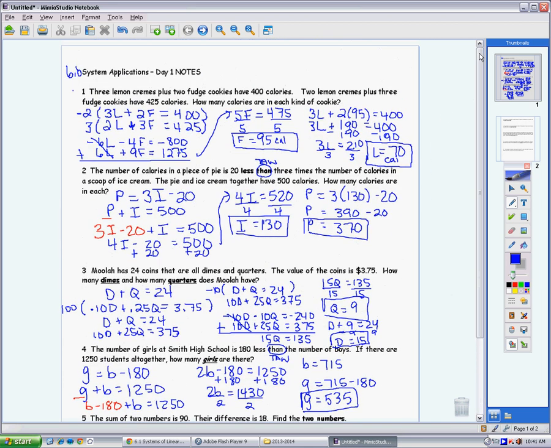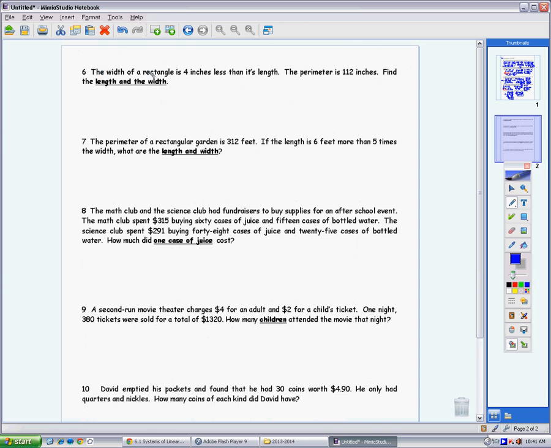Okay, next page. The width of a rectangle is 4 inches less than its length. The perimeter is 112 inches. Find the length and the width. Okay, so it says my width is, I have less than, so I have that turnaround word. So that's length minus 4. And then it tells me about perimeter. Well, you have to think back to geometry, and we have it on our formula chart. What is perimeter of a rectangle? Well, that's 2 lengths plus 2 widths, and that equals the perimeter, and in this case they tell us the perimeter is 112.